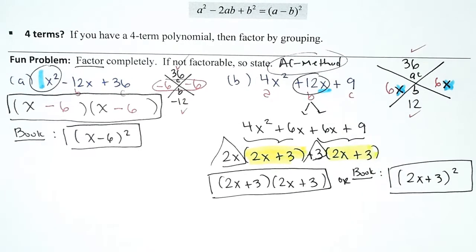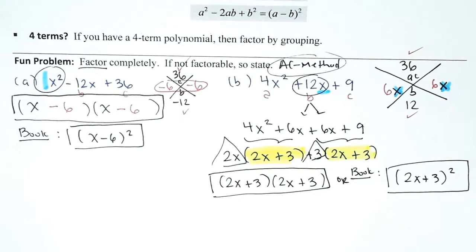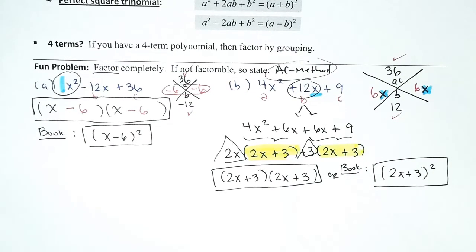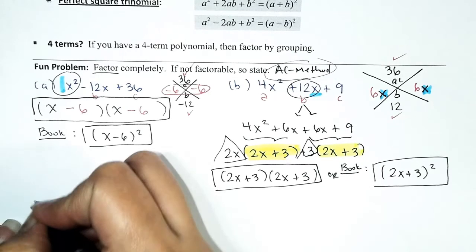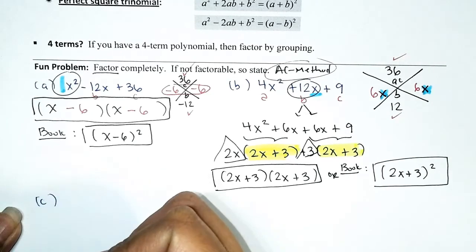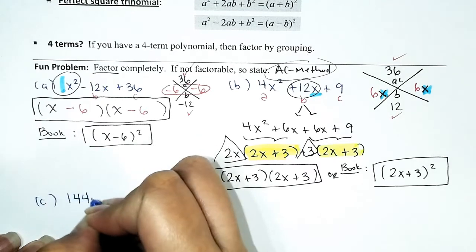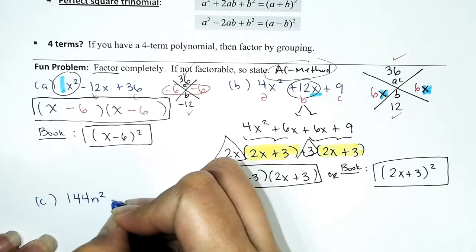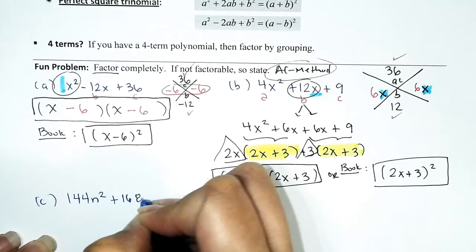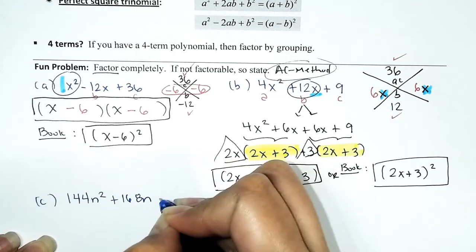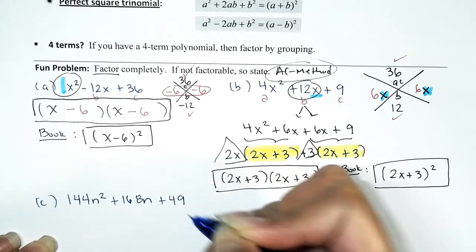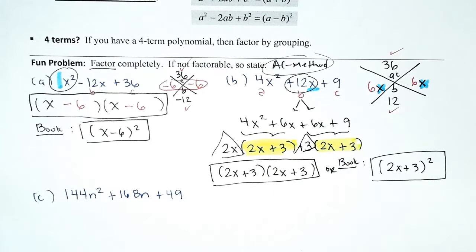Alright, so we're doing a total of 4 problems. That was 2. Let's go ahead and knock out 3, okay? Problem C. Alright, where am I? Oh, look how spicy. We have 144n squared plus 168n plus 49. Okay, so let's do this prerequisite step.